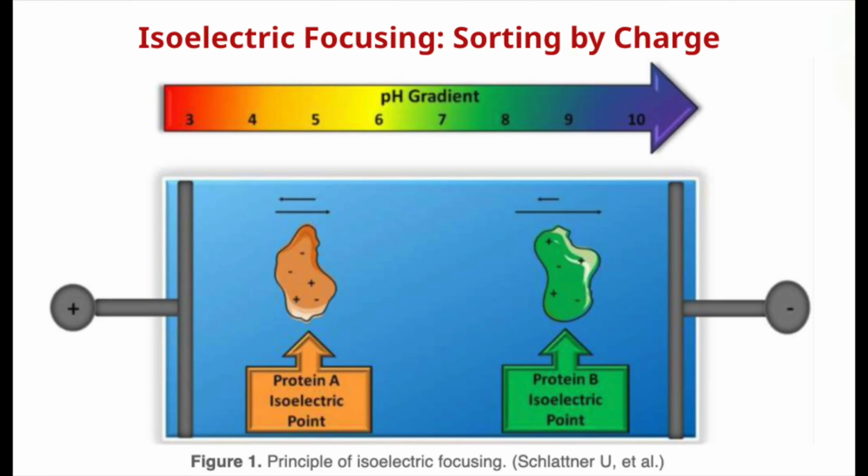Imagine proteins traveling through a pH highway until they reach their sweet spot, their isoelectric point, where they stop in perfect neutrality. That's isoelectric focusing, IEF, one of the most precise ways to separate amino acids, peptides, and proteins in molecular biology.